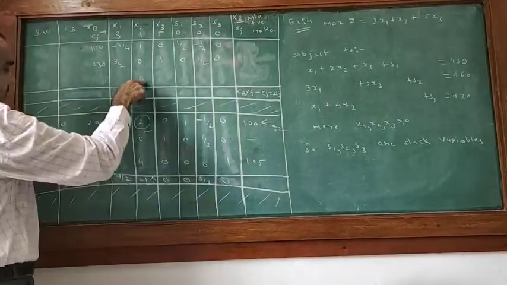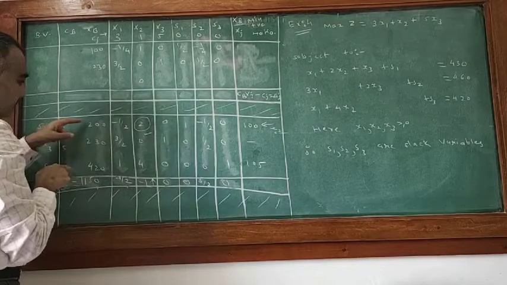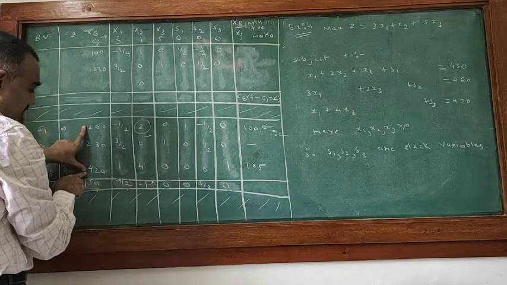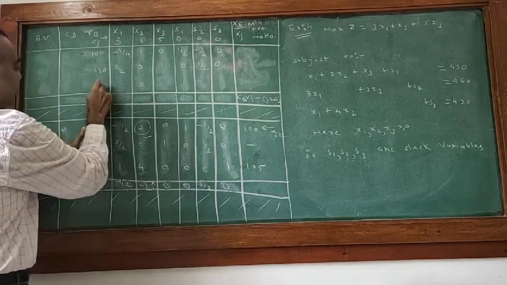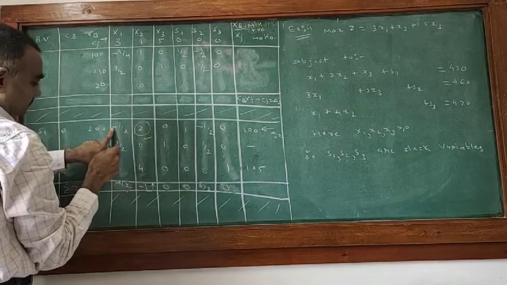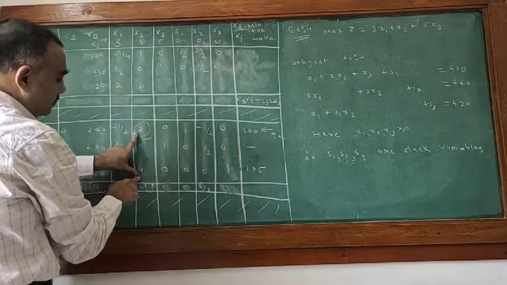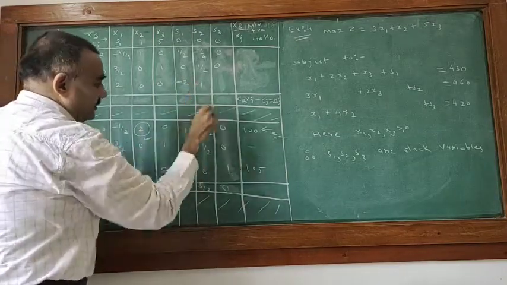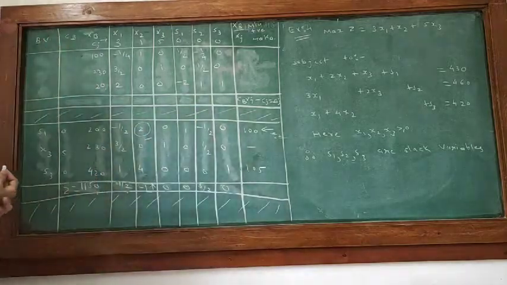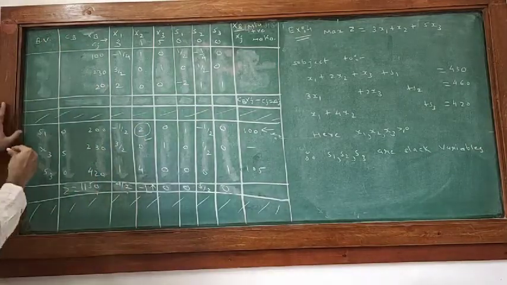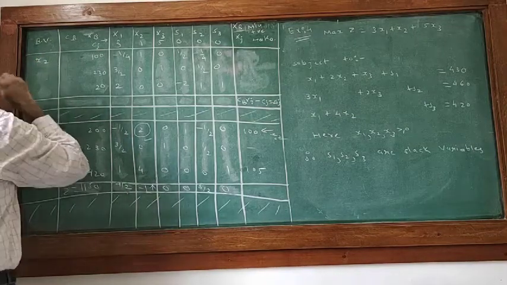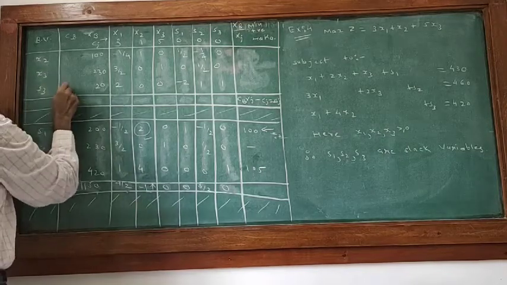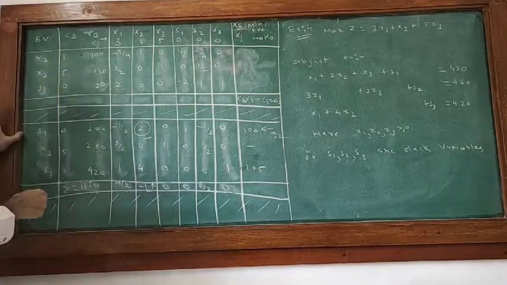Then I want 0 here. For that I have to multiply this equation by 4 and subtract from this, or multiply this equation by 2 and subtract from this. So it is 20, 2, 0, 0, minus 2, 1, 1. And therefore x2, s2, x3 and s3: 0, 5, 1.